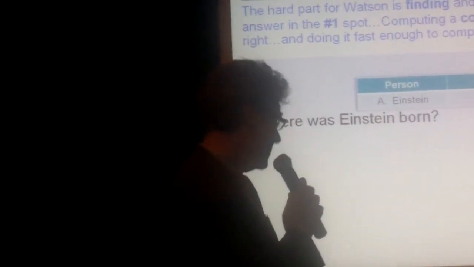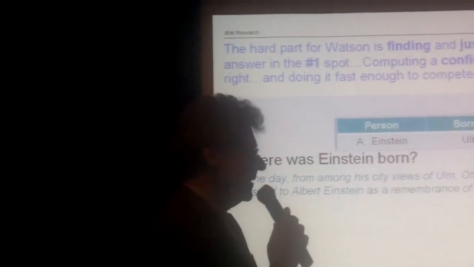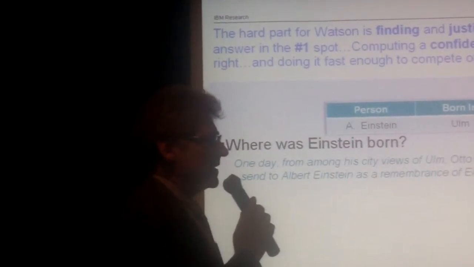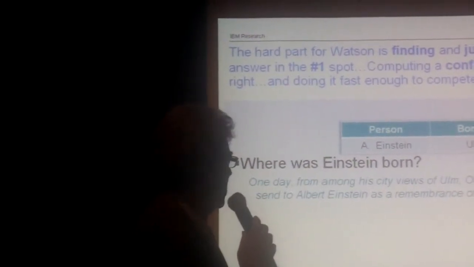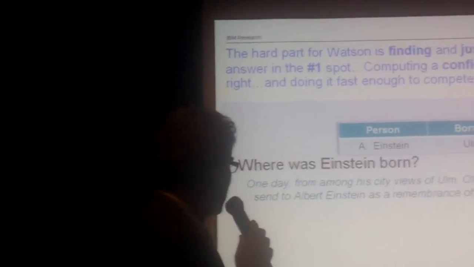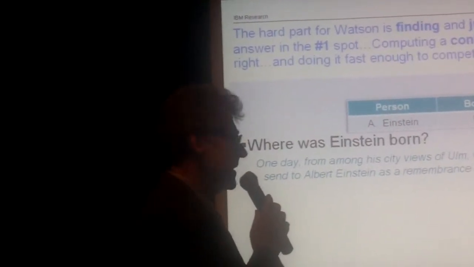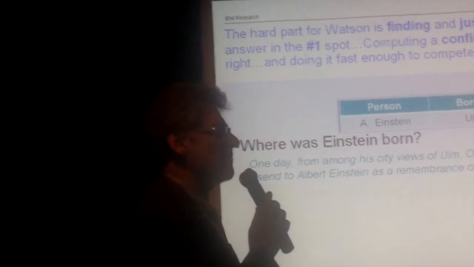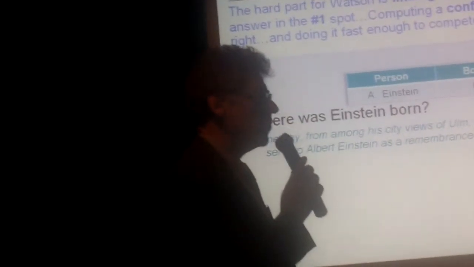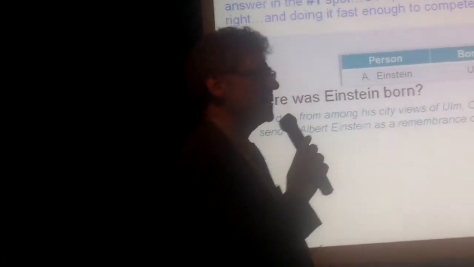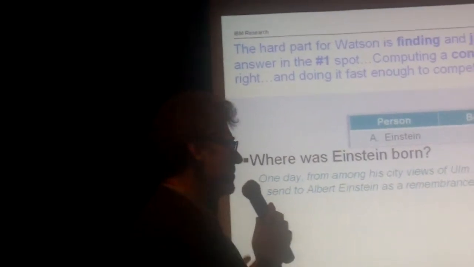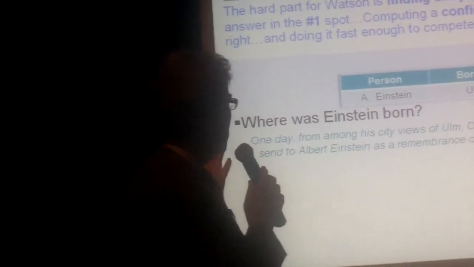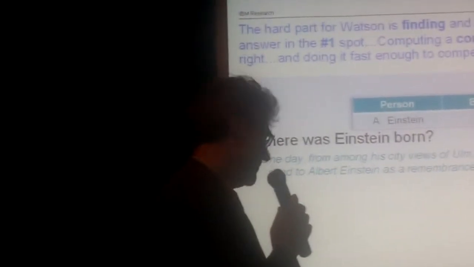But suppose you don't have a database, but you find a passage like this. One day, from amongst his city views of Ulm, Otto chose a watercolor to send to Albert Einstein as a remembrance of Einstein's birthplace. Now granted, this is maybe more metaphorical, more elliptical, more complicated than a typical paragraph, but this does illustrate how you really have to understand language to be able to pull out the fact that this is telling you that Einstein was born in Ulm.